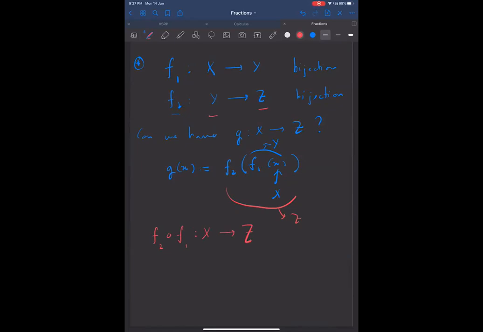And again, you have to prove it. You have to prove that this is also a bijection if F1 and F2 are bijections. How to prove a function is a bijection? Again, go back to the basics and try to prove that the function is one-one and onto at the same time.